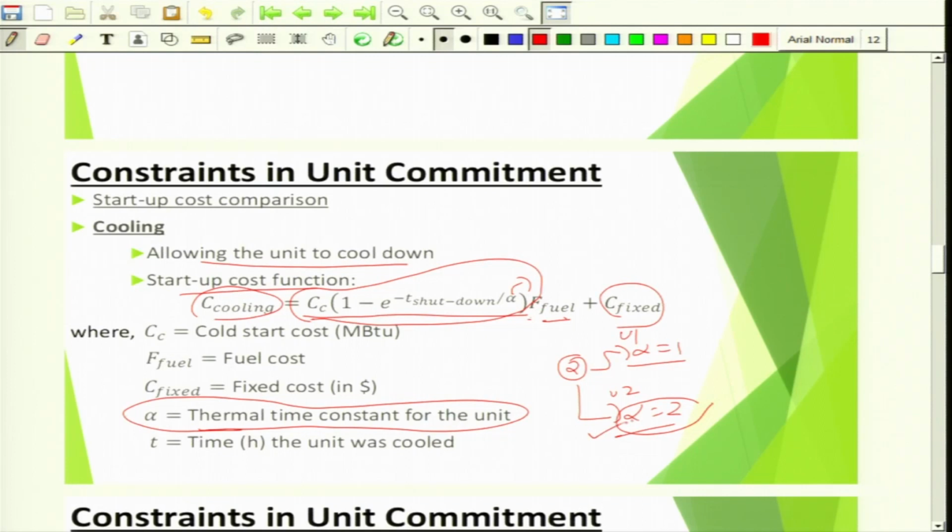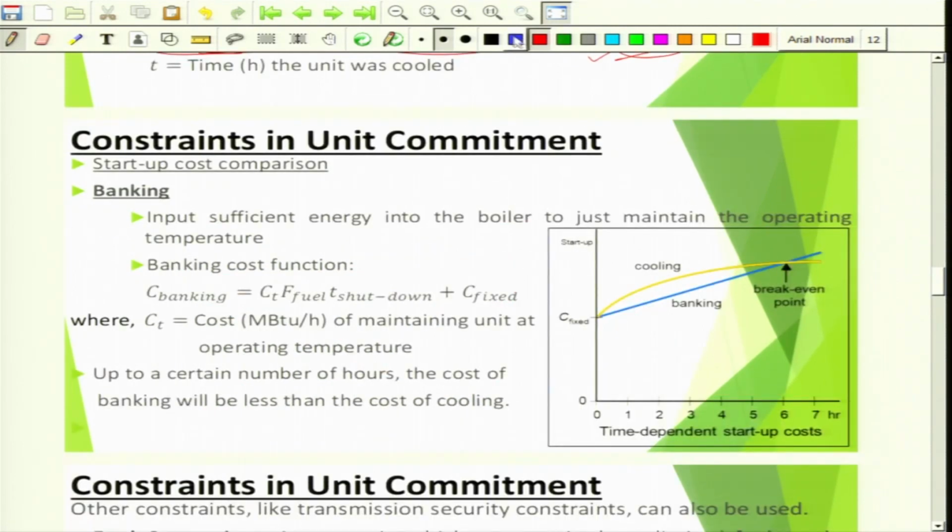Then it is better to make a choice of unit 2, because turning off unit 1 requires more energy, or in a way increases the startup cost more as compared to turning off unit 2, where the startup cost is less. So this is what I was explaining to you.